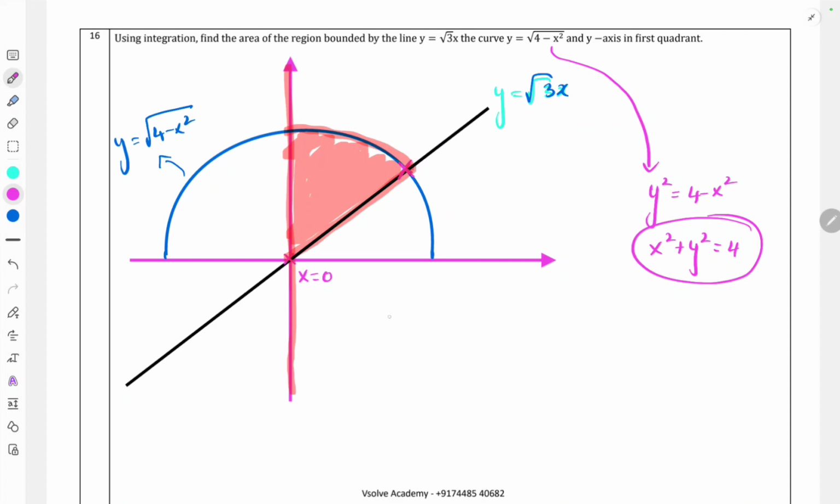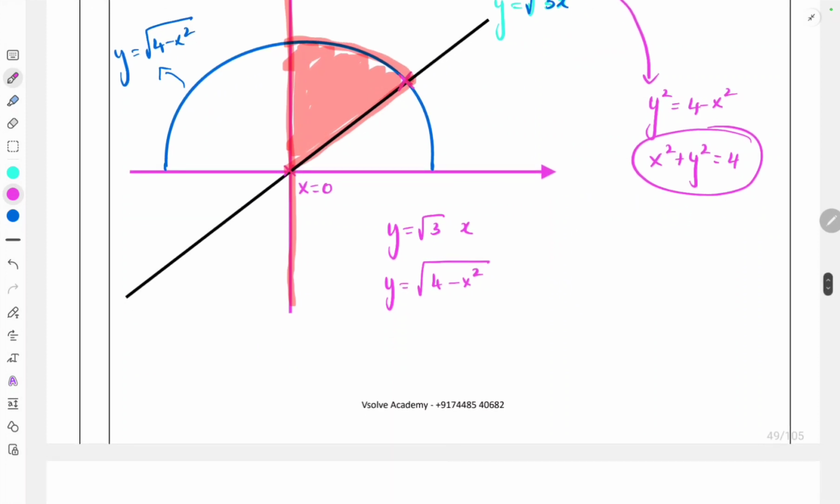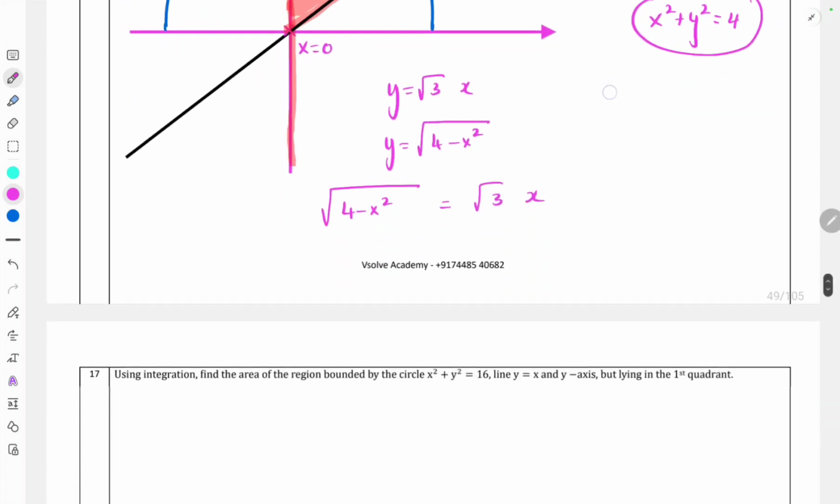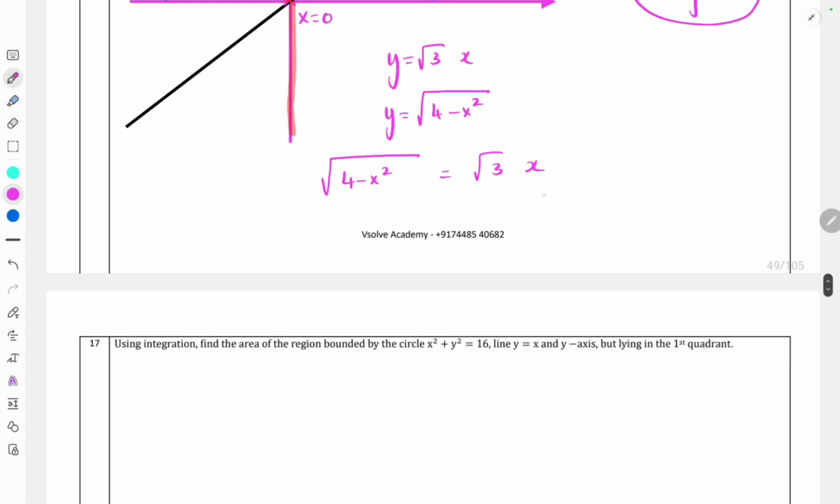So this is the intersection of y equal to root 3x and y equal to root of 4 minus x square, and here also y equal to, so root of 4 minus x square equal to root 3x. Now what we can do here is square both sides. So squaring both sides, we get 4 minus x square equal to 3x square. So which means this x square, if it comes here, 4x square equal to 4, so x square equal to 1, x will be equal to plus or minus 1.